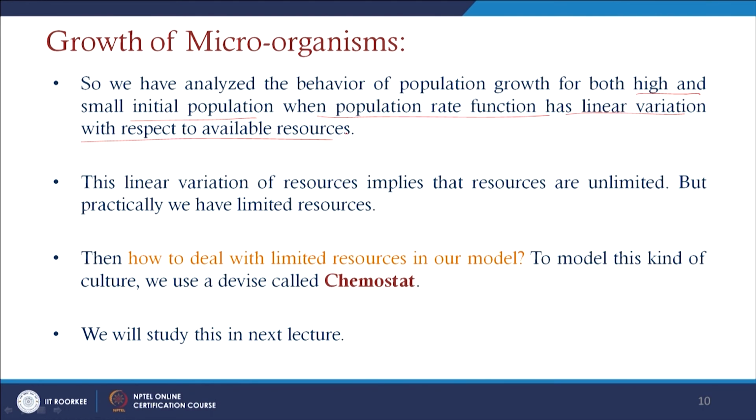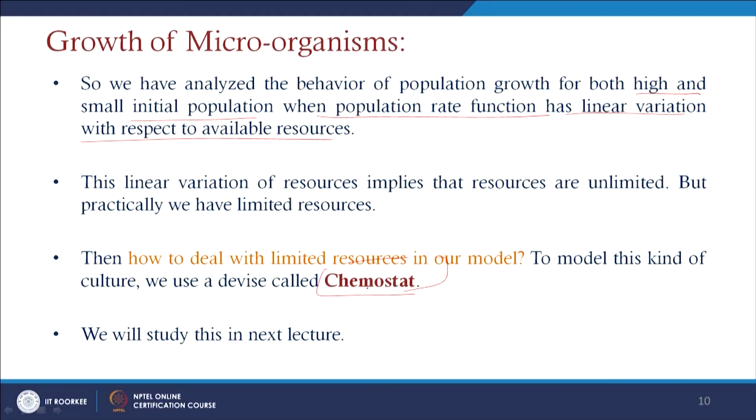To model this kind of culture, we use a device called a chemostat. If a culture medium is there and we are supplying some food, how the food is utilized inside the system and how the output comes out, the total process is called a chemostat. These things we will discuss in the next lecture.